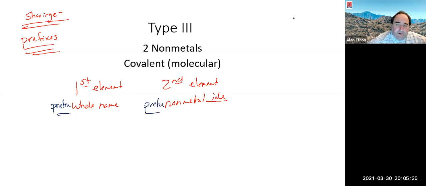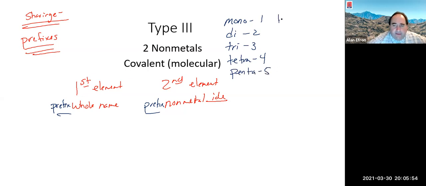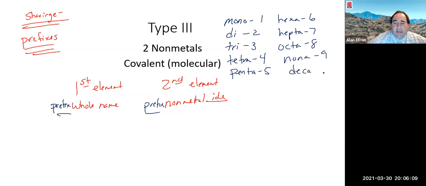So let's talk about those prefixes. There is mono, which means one. There is di, which means two. There is tri, which means three. There is tetra, which is four. There is penta, which is five. There is hexa, which is six. There is hepta, which is seven. There is octa, which is eight. I'll go with nona. Why not? There's nine, and maybe I'm making it up, but it could be deca, which is 10.